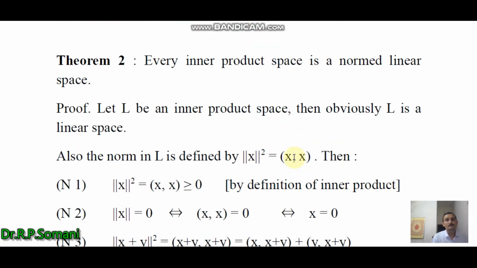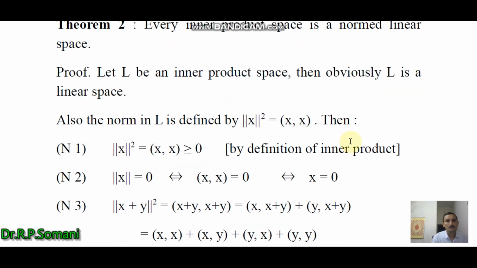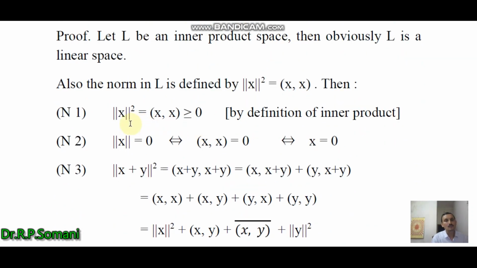Now the second theorem tells us that every inner product space is a normed linear space. So we prove this. Let L be an inner product space and we have to check the conditions of a normed linear space. Obviously L is a linear space and the norm on L is defined as ||x||² = (x, x). Then we check the conditions. The first one is that ||x||² = (x, x) is greater than or equal to 0 by the definition of inner product.